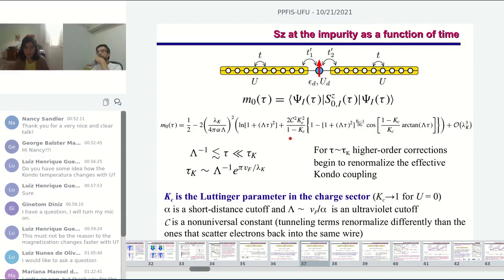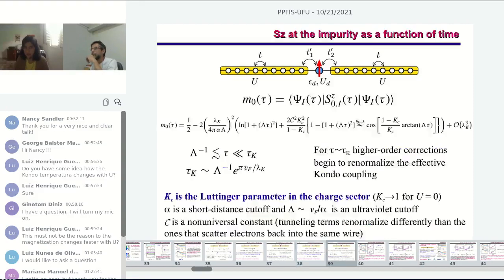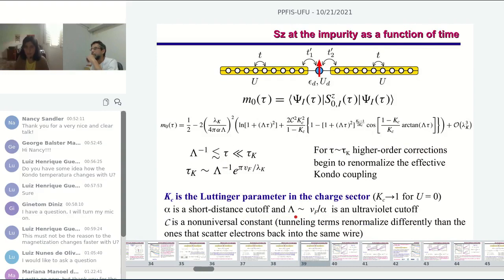I have to say that this expression is only valid in the intermediate time interval. This is because when we do this Luttinger model here, it is valid at low energy, so we have to introduce a cutoff in energy. This cutoff in energy is what we are calling lambda here, and we can go to the time space, and this gives rise to this 1 over lambda that I'm showing you here. Since the treatment is valid at low energy, this means that it is valid for tau larger than 1 over lambda.